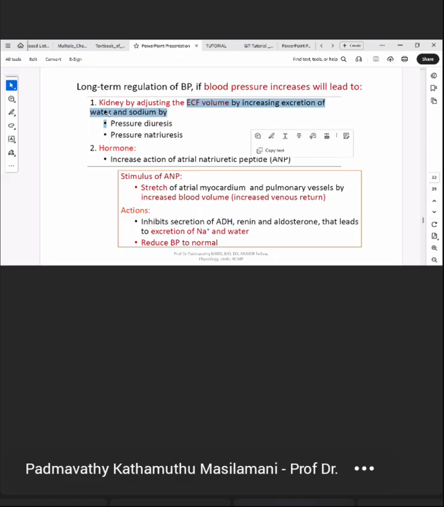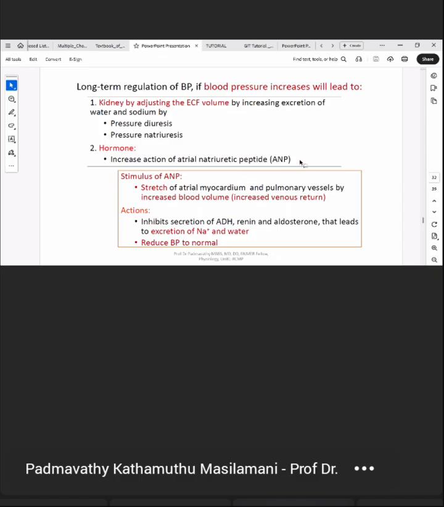The increased GFR will increase the excretion of sodium and water. Mainly the water will be excreted by pressure diuresis, and sodium will be excreted by pressure natriuresis. That means more sodium is excreted, and along with sodium, water also will be excreted. These two words are very important. You can explain the meaning of pressure diuresis and pressure natriuresis. And the main hormone that increases sodium excretion is ANP, atrial natriuretic peptide.